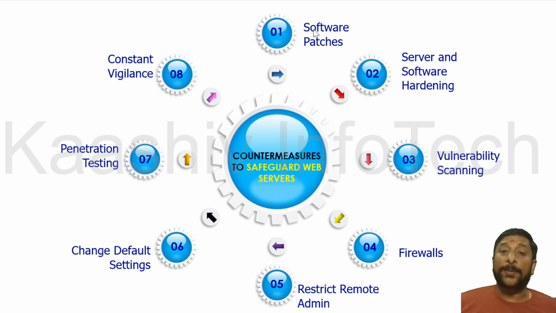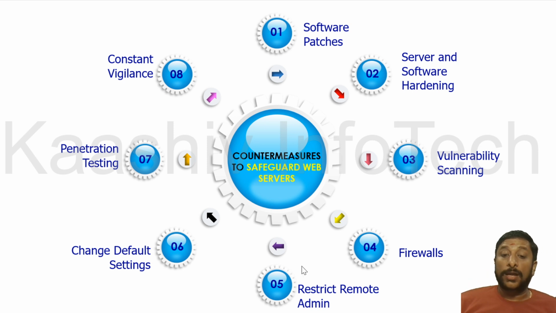Over here, software patches: the latest patches to avoid hacking can be applied. Server and software monitoring, hardening, giving a powerful, hard password so that no one can hack it. Vulnerability scanning: is there any possibility of vulnerability? Check everything. Firewalls: setting the program so that nothing unwanted goes outside and no one can enter inside.